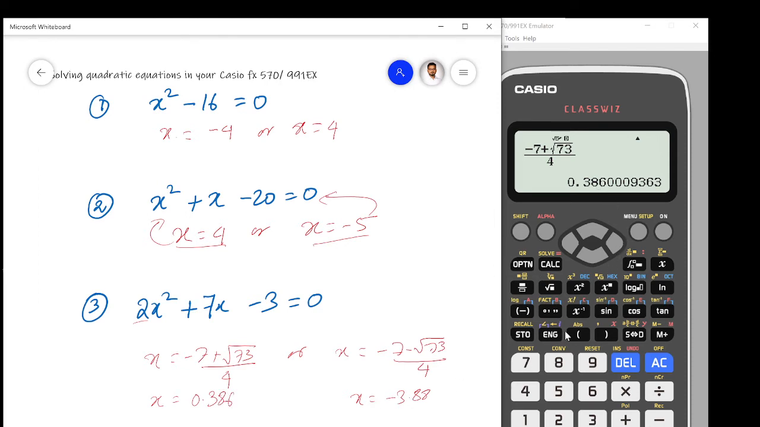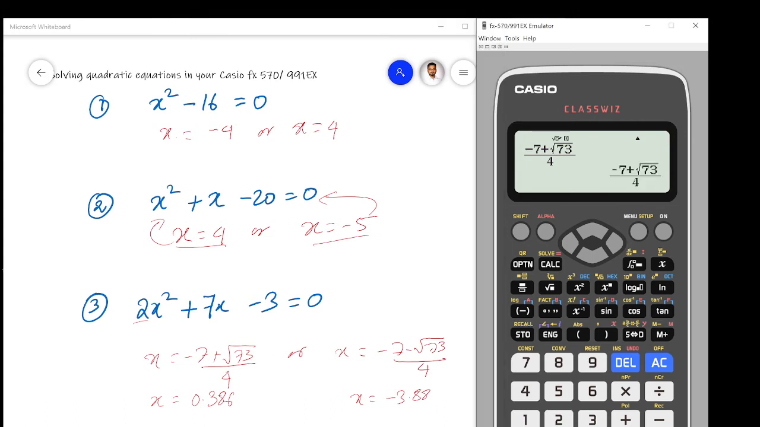Let's see if the answer for the previous one, the one that we got before, is correct or not. So we will press negative 7, negative root 73, and we want everything to be divided.